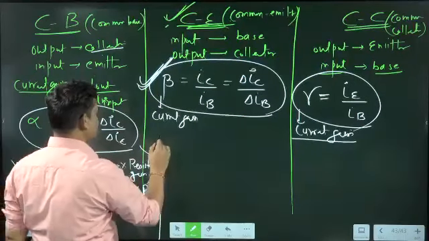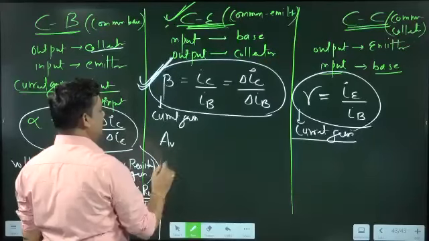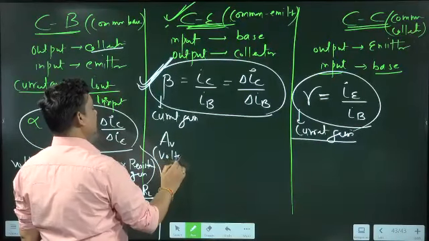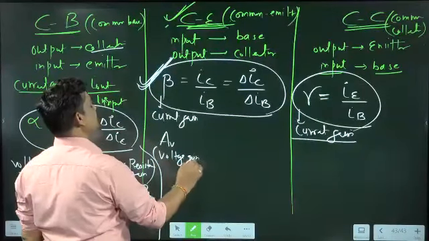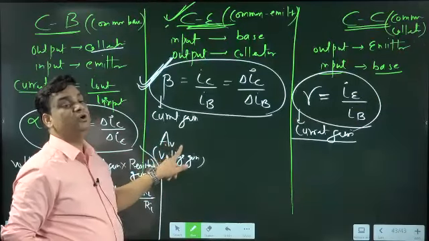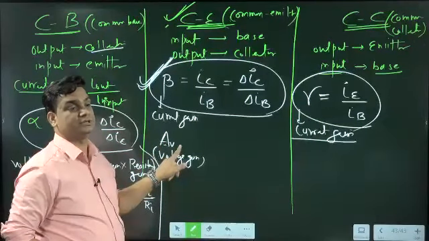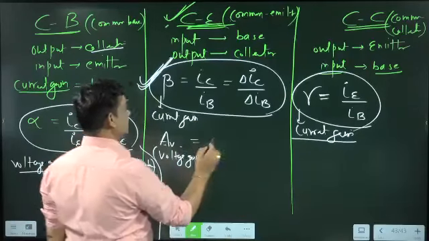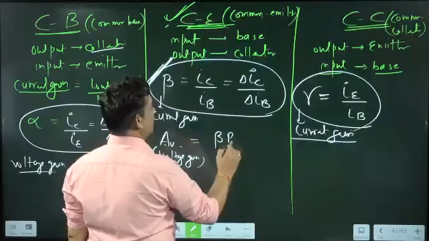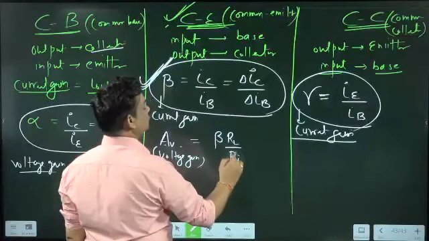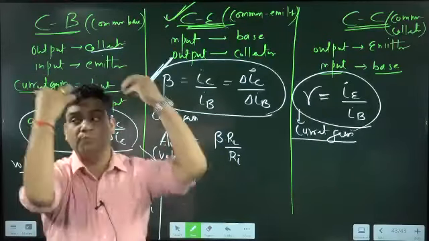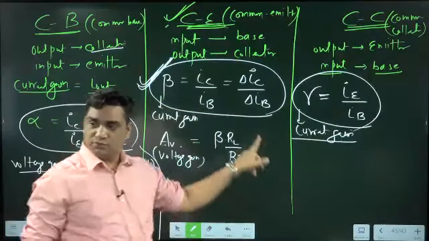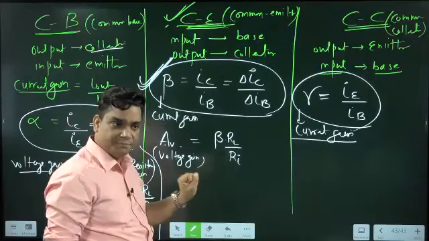Here we can write your voltage gain. Voltage gain is written as AV. What is the voltage gain? Basically AV, amplification in voltage. So amplification in voltage, here we can write beta into RL by RI. RL means load. Load is always used to take output, RL by RI.